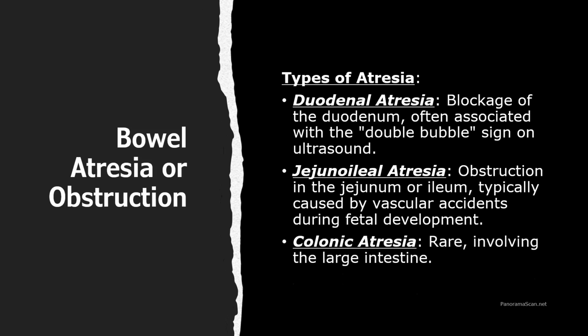Colonic atresia is a rare form of atresia that involves the large intestine, less frequently diagnosed prenatally, but can present with abdominal distension and delayed passage of meconium after birth. Early detection of bowel atresia is crucial for appropriate tertiary planning and postnatal surgical management.